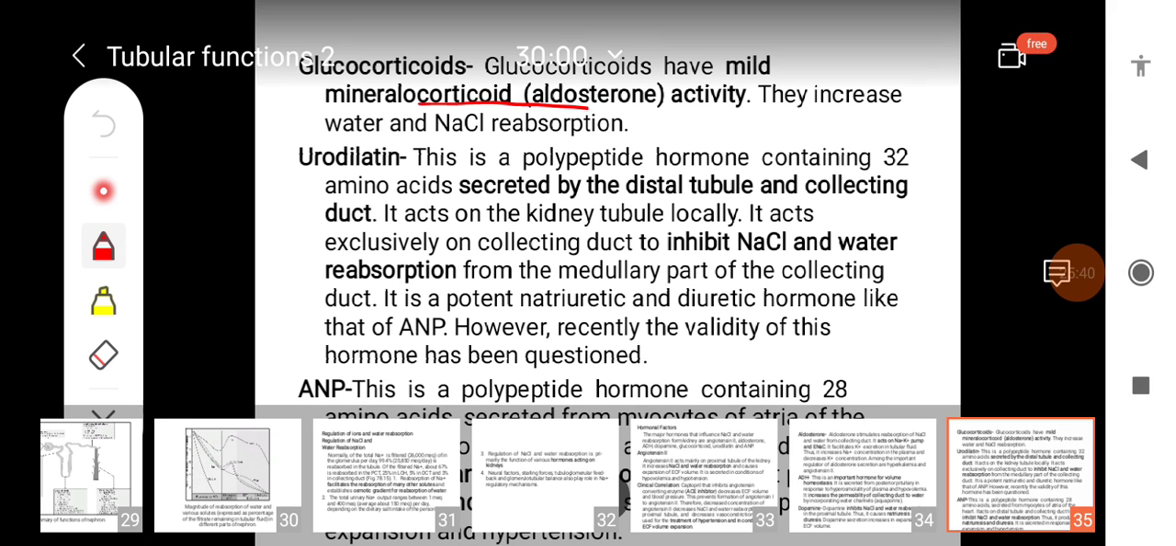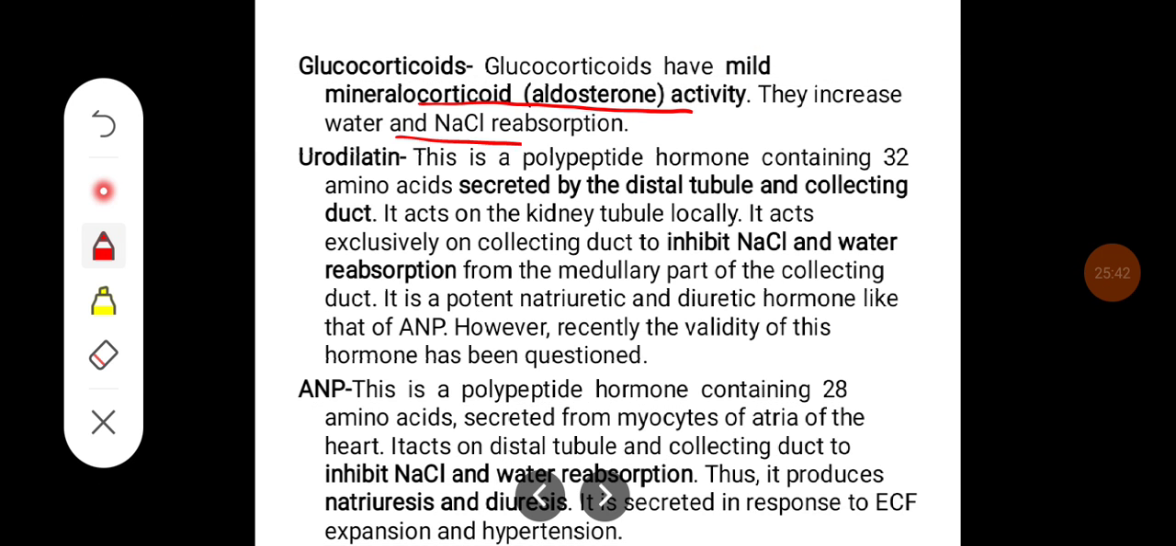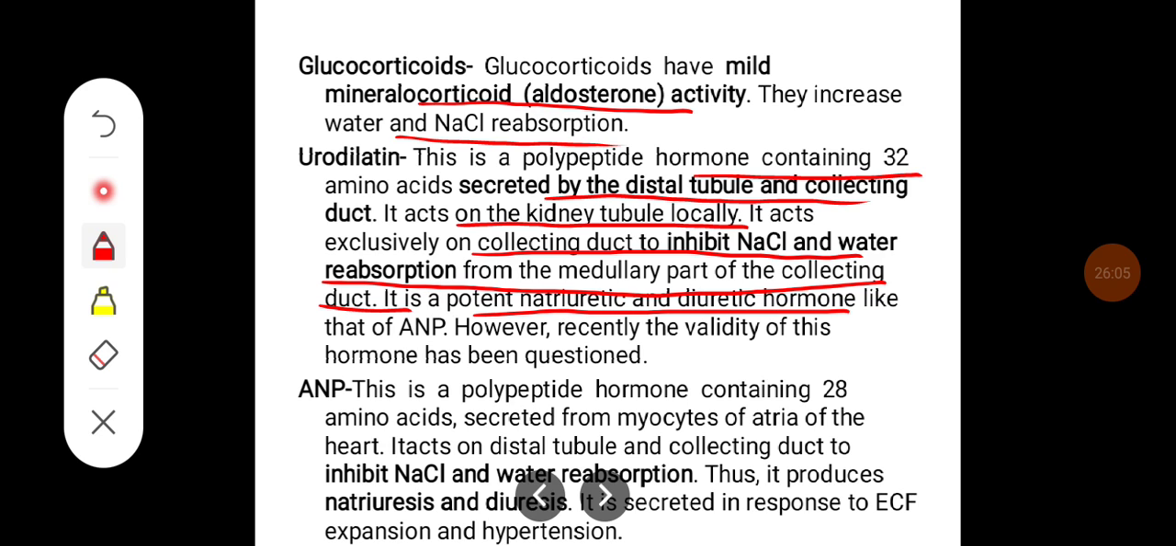Glucocorticoids have a mild mineralocorticoid activity. They increase water and sodium reabsorption. Urodilatin is a polypeptide containing 32 amino acids secreted by the distal tubule and collecting duct. It acts on the kidney tubules locally. It acts exclusively on the collecting duct to inhibit sodium chloride and water reabsorption from the medullary part of the collecting duct. It's a potent natriuretic and diuretic hormone like ANP. However, recently the validity of this hormone has been questioned.